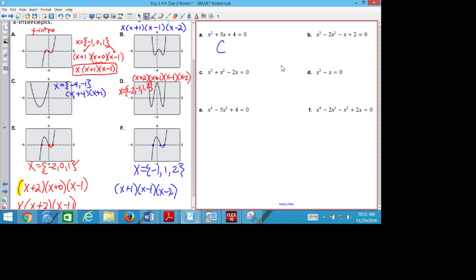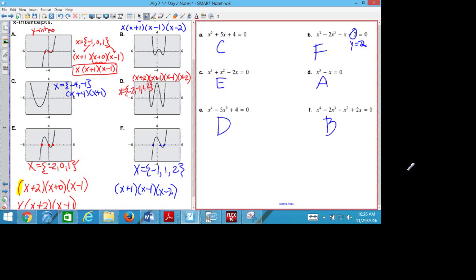Question B has a y-intercept at 2. Is that the only one at 2 also? Yep. Question C has a y-intercept at 0. Yep, that one is E. Question D has a y-intercept at 0. It is a cubic. That one's A. E has a y-intercept at 4, so that one is D. And then we've got E left over here.